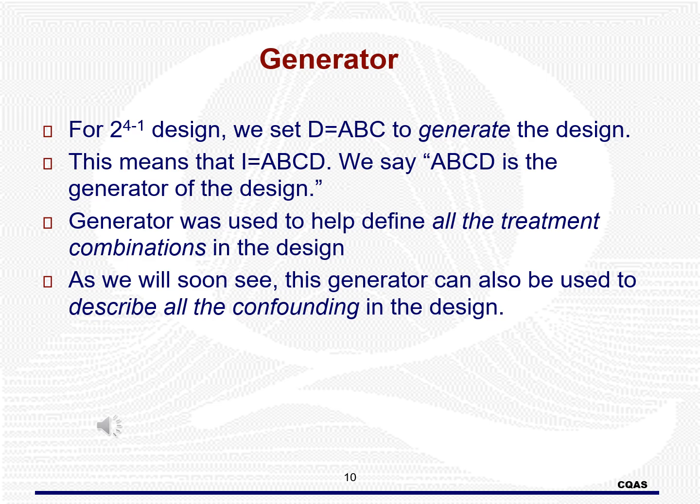This means that when we pre-multiply both sides of the equality D = ABC by D, we get I equals ABCD. ABCD is considered the generator of the design. All of the other confounding patterns can be generated from ABCD.